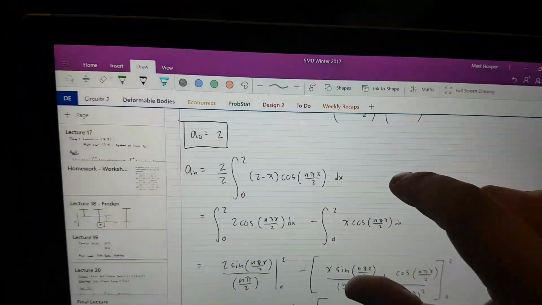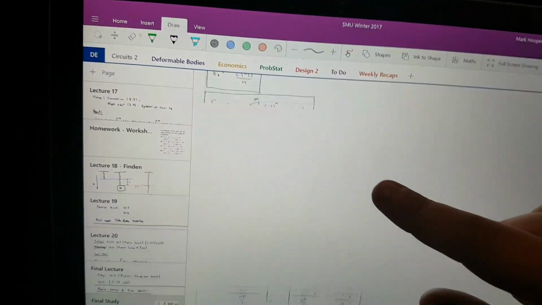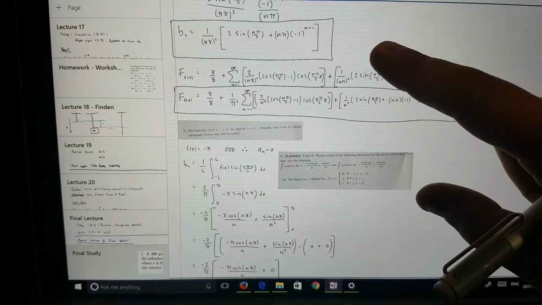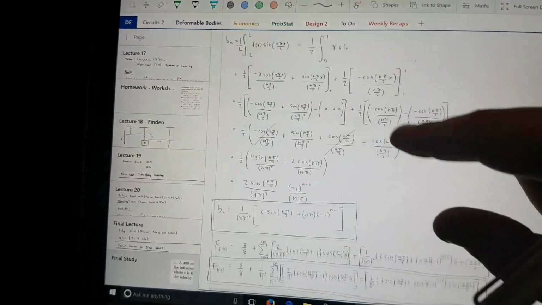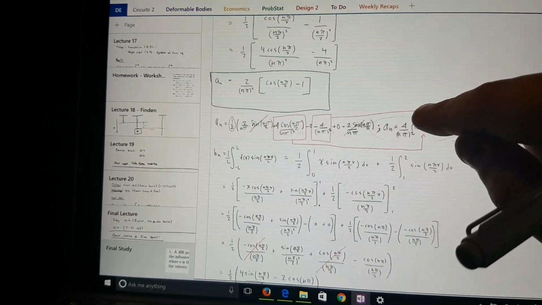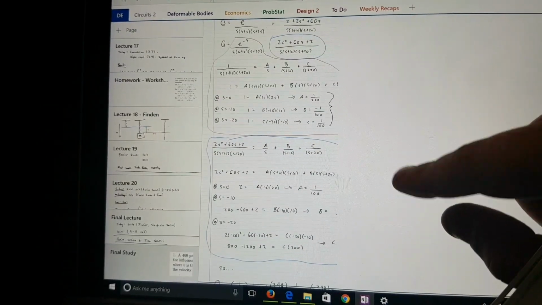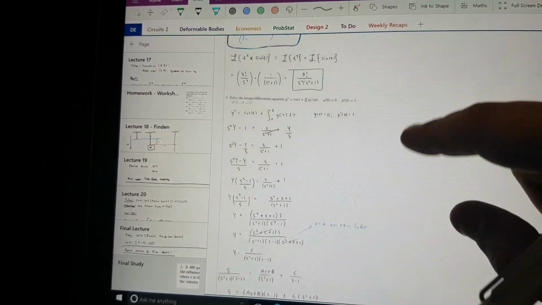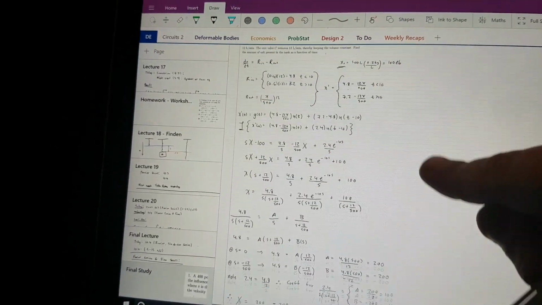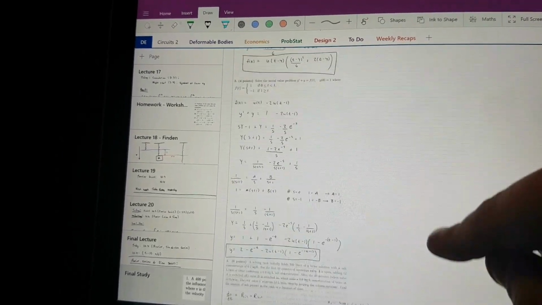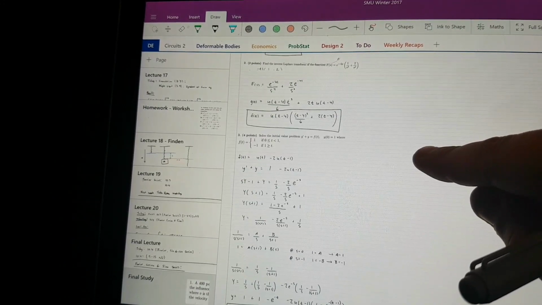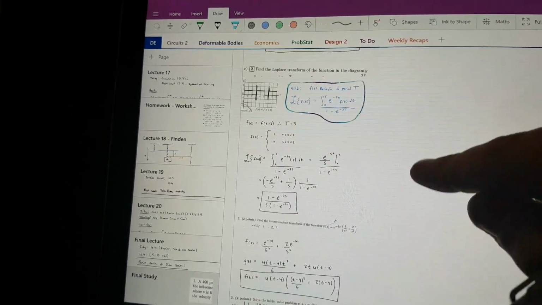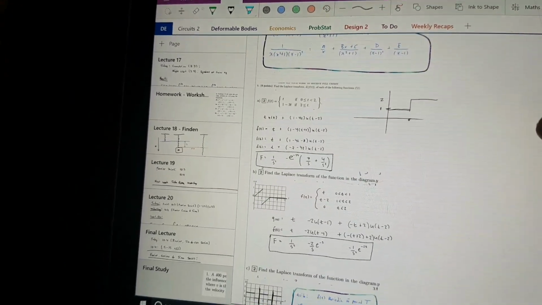Lastly, I just need to find the section that I messed up in. I'm not going to look through the camera because it'll take me too long to find that. It was in the Heaviside functions somewhere. Oh, no, not that one, but it's on the same worksheet. Okay, here we go. These two.